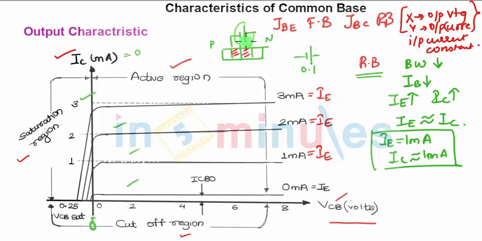Because of this potential barrier, it will pull the electrons from this side to this side, and hence even if this is reverse biased, that is P is connected to negative and N is connected to positive, in spite of this very low value, say 0.1 volt, this potential barrier will pull the electrons from the P side to the N side, which will not make this current 0 for VCB equal to 0, right? This is the operation in the active region.